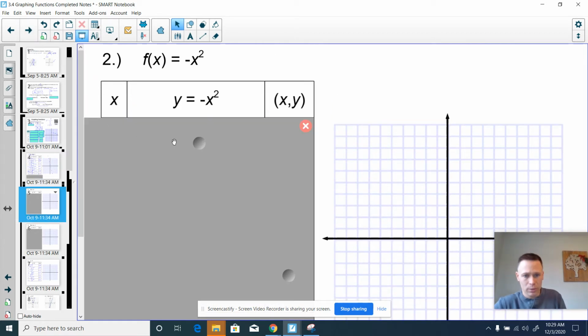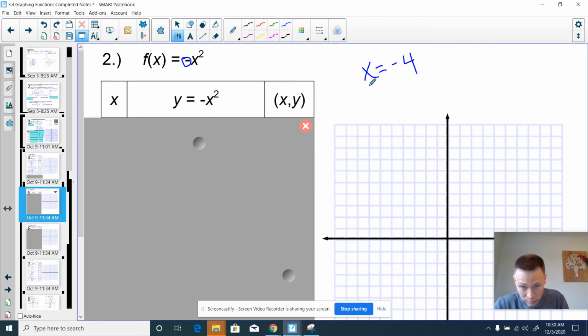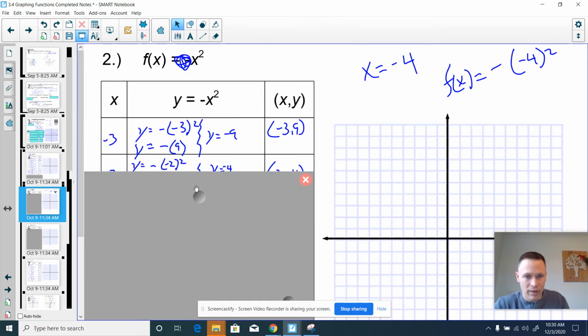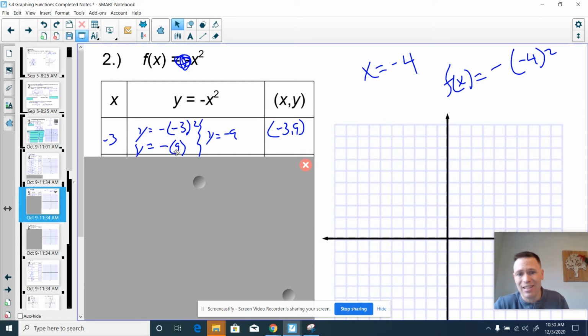All right, example 2. Now we have the opposite of x squared. So the key to this one is remembering that when I substitute in, this negative doesn't go away, right? So if x is going to be equal to negative 4 for this, then I would have f of x is equal to the opposite of, because this negative can't go away, and then I substitute in still a negative 4 and I square that, okay? And so I'm going to reveal the values here. Substitute in negative 3. Negative 3 squared is positive 9.